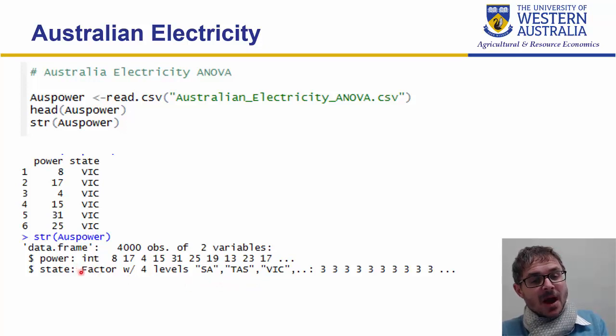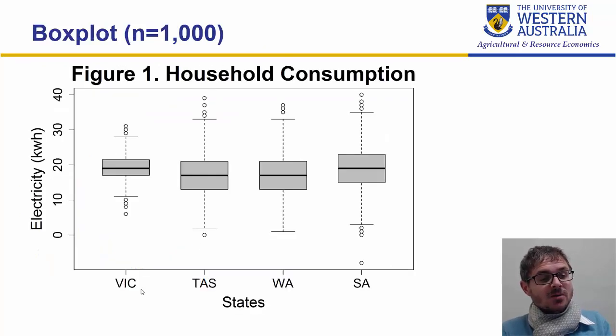Power is my power usage in kilowatt hours, and it's whole numbers. You can see there are 4,000 observations. It's actually 1,000 observations for each state. So what would be the way that we want to approach a plot for multiple groups? We want to approach it with a box plot. So we've got 1,000 observations in each group.